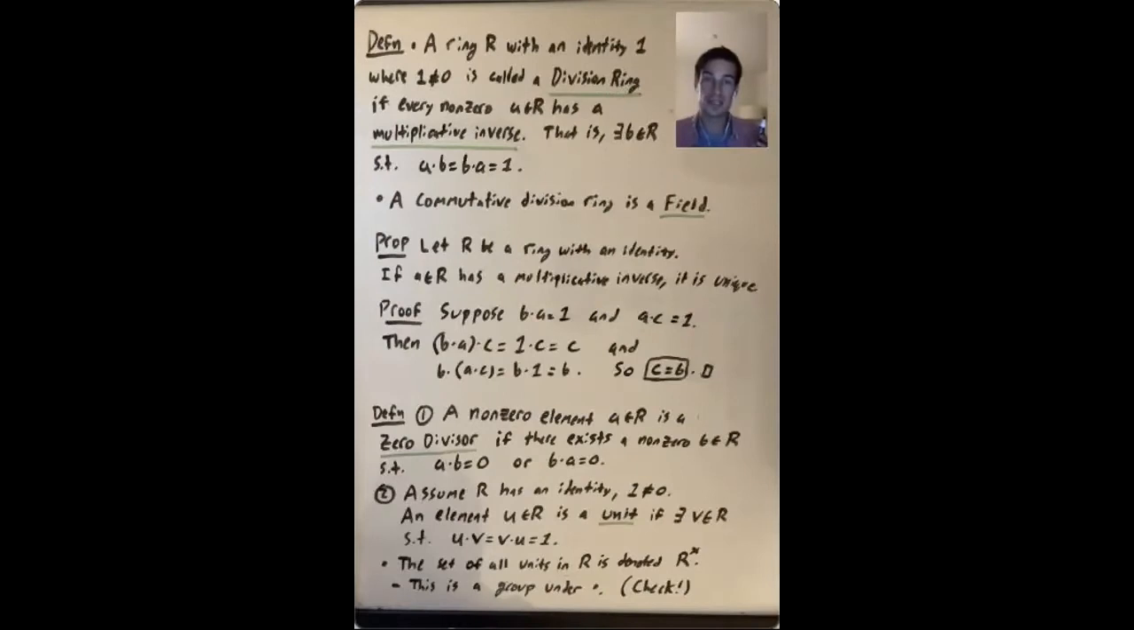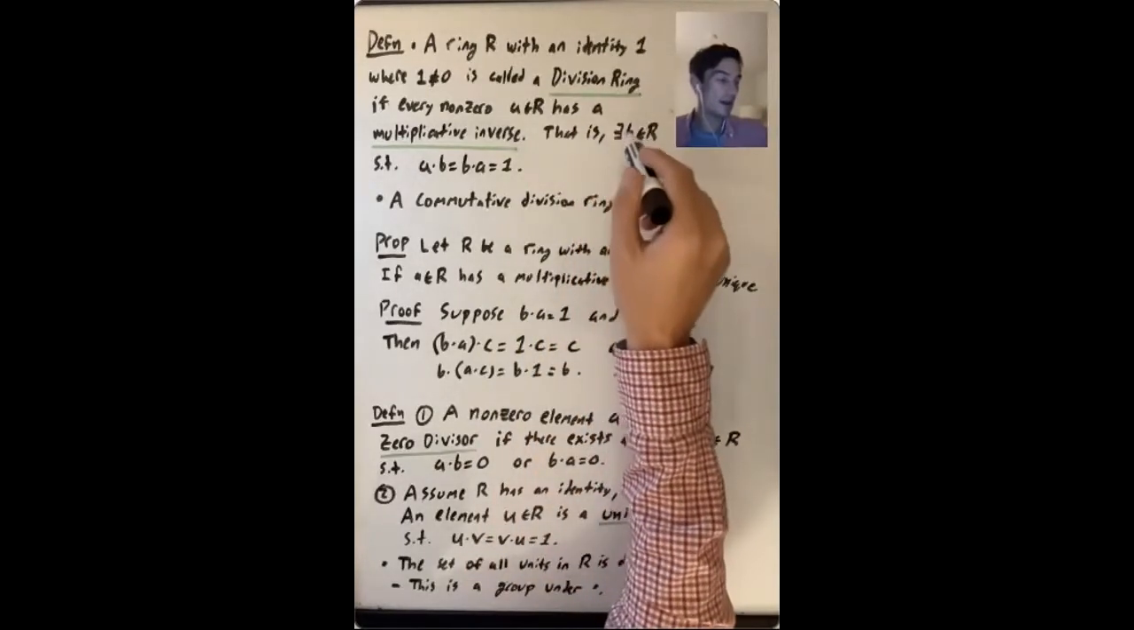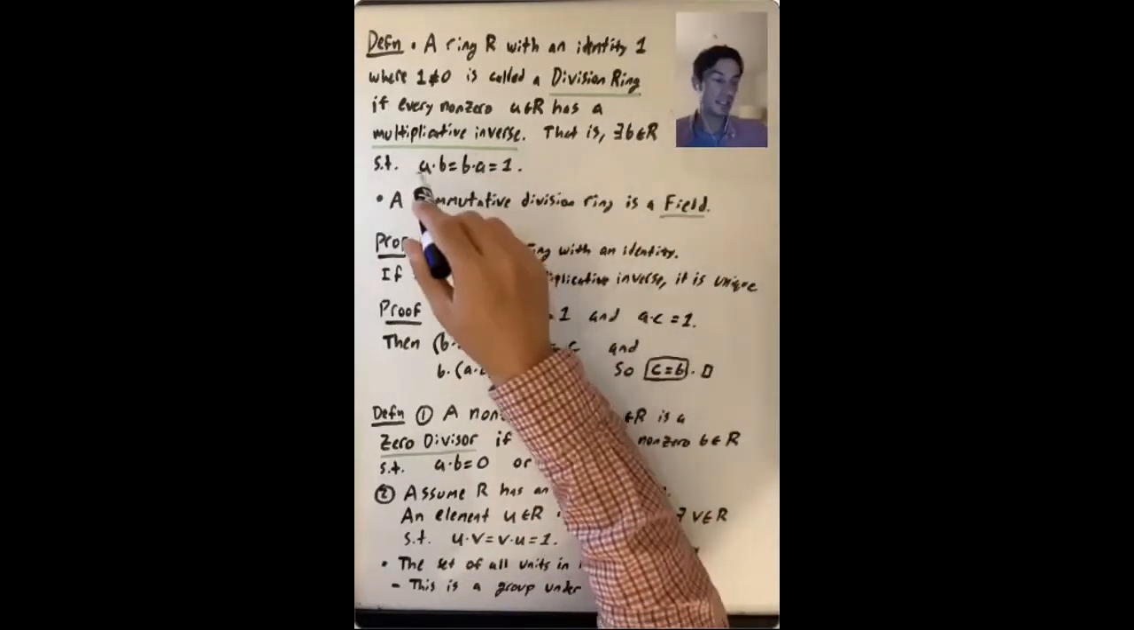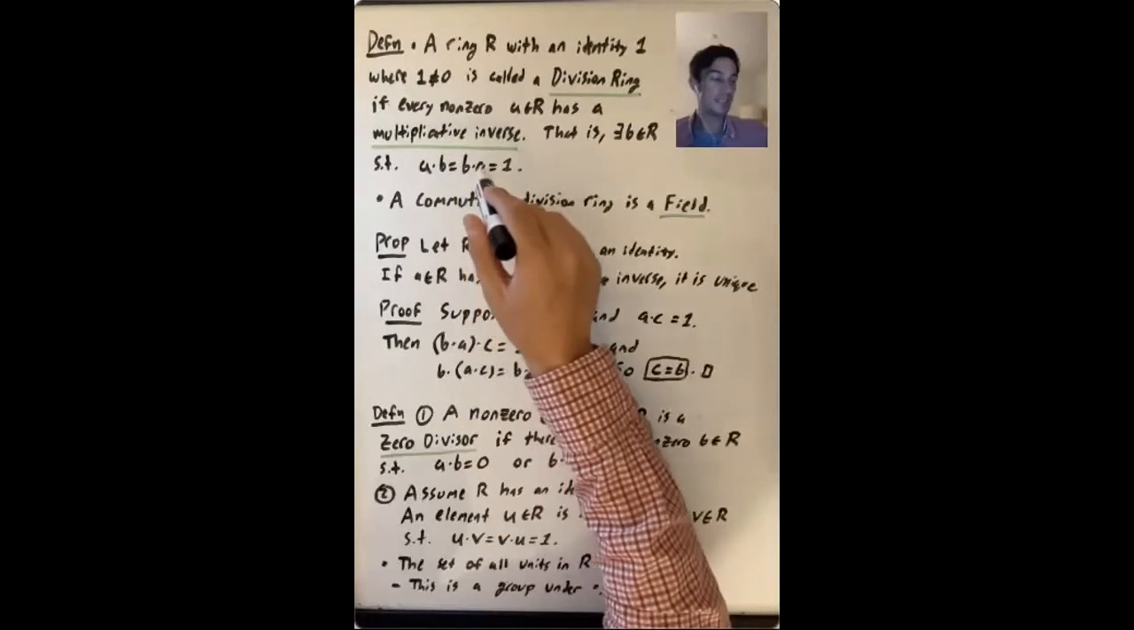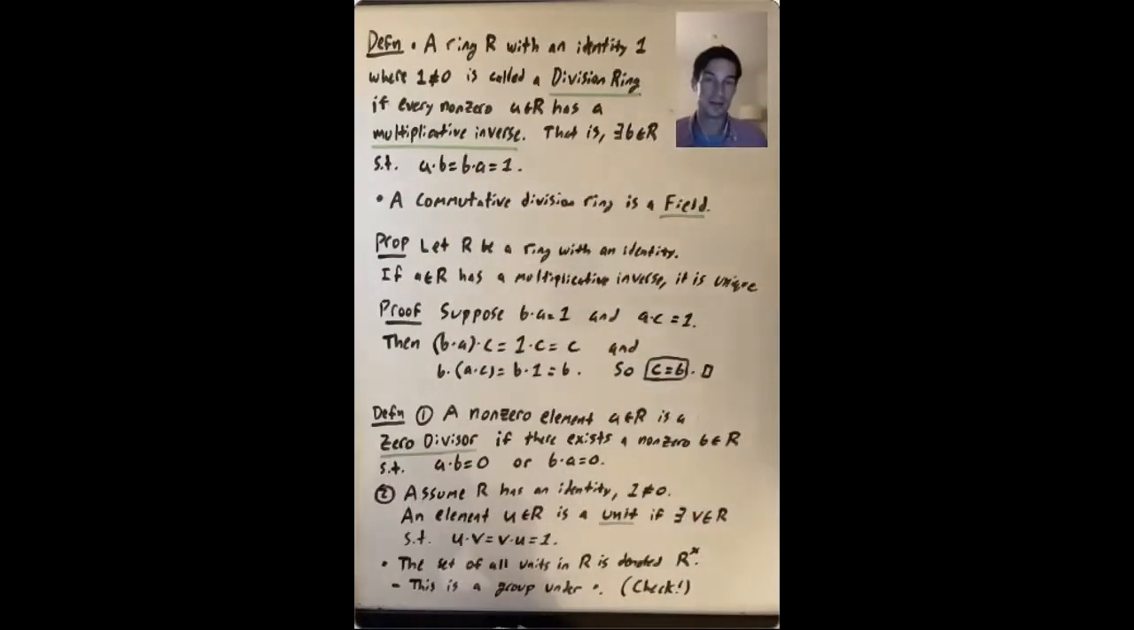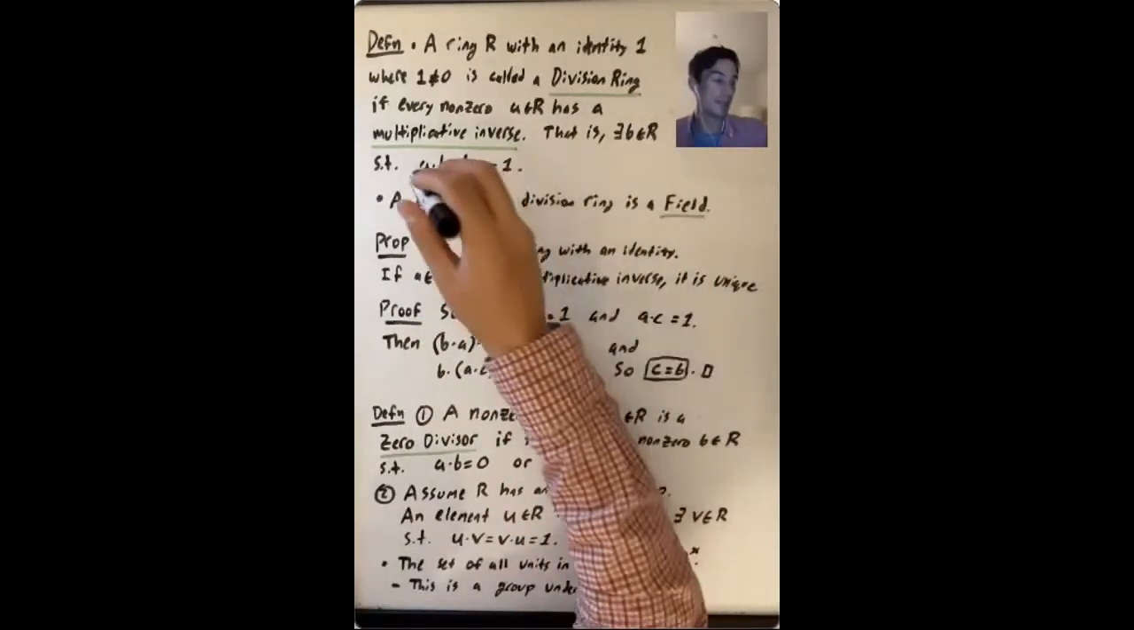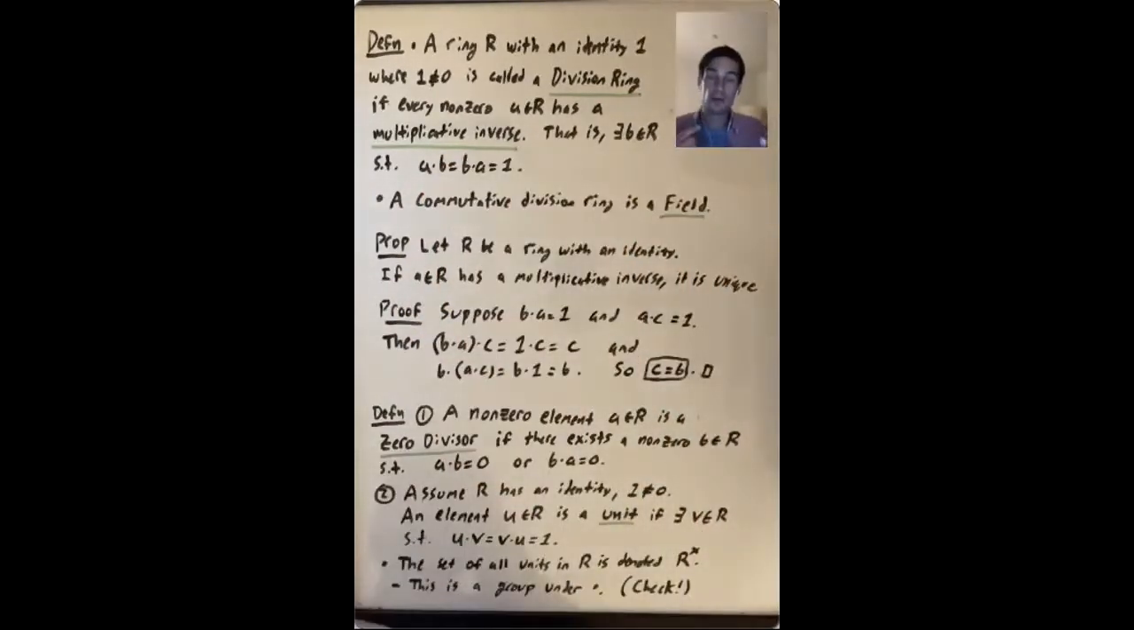So what exactly does that mean? Remember, our ring doesn't have to be commutative. That means there exists a B in R such that A times B equals B times A equals 1. So really, it's not enough to check that there exists a B with A times B equals 1. You really want to make sure that both A times B equals 1 and B times A equals 1.